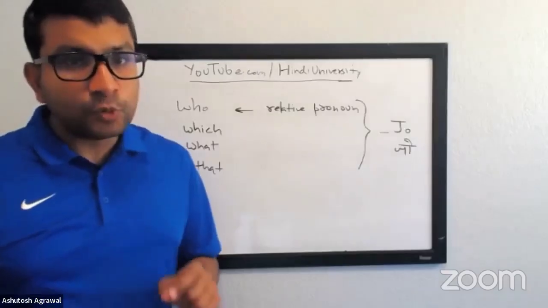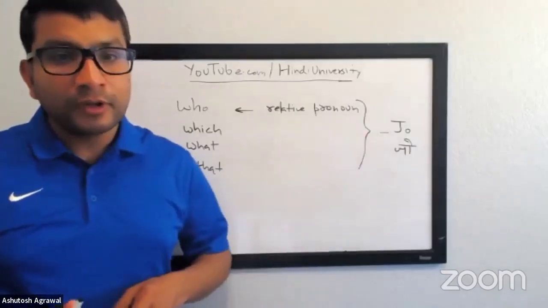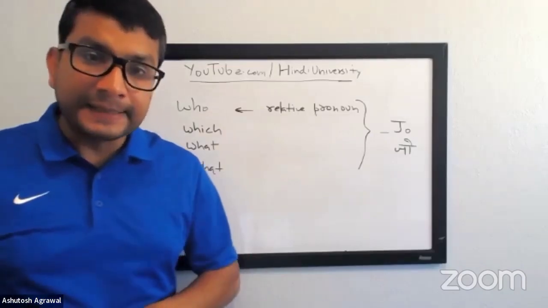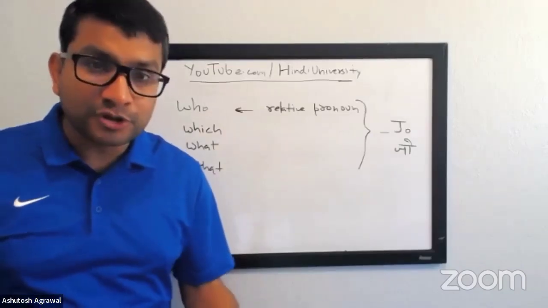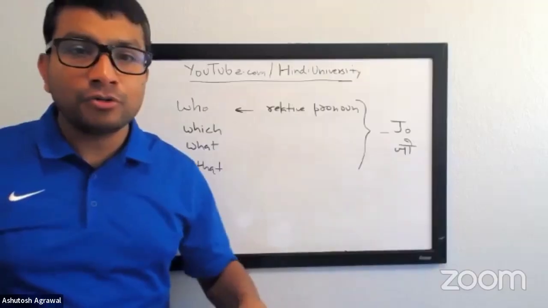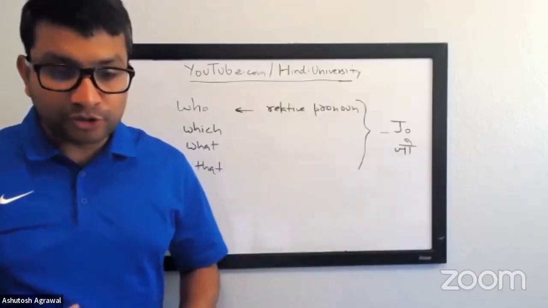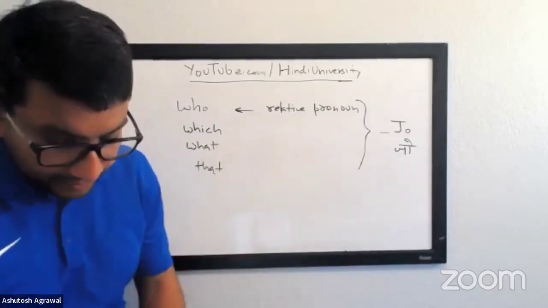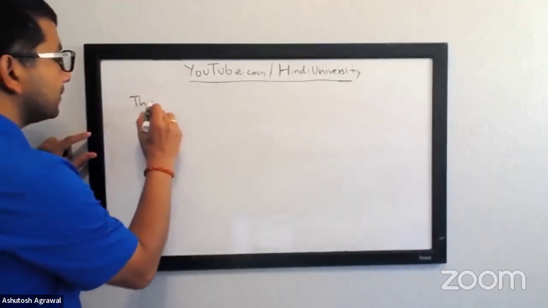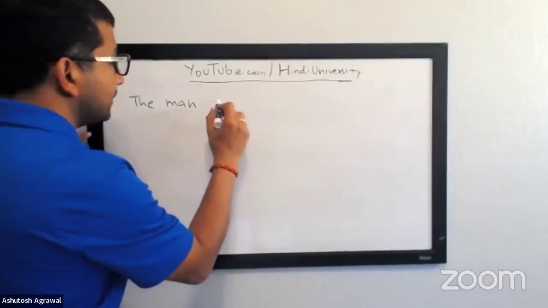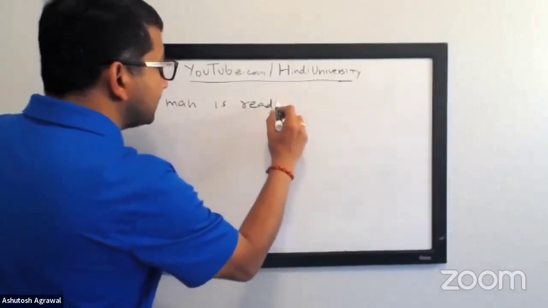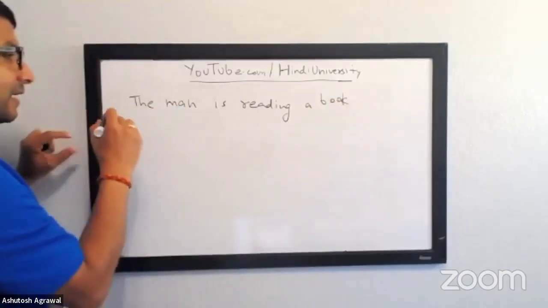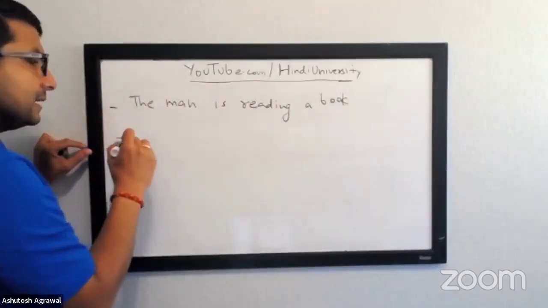So we'll start simple. We'll start making sentences with just Jo. Just like all other pronouns in Hindi, they can be used with postpositions. We'll learn about how Jo can be used with various postpositions. So first we'll start simple and we'll build on that. The man is reading a book. So I expect all of you to at least start writing the sentence in Hindi.